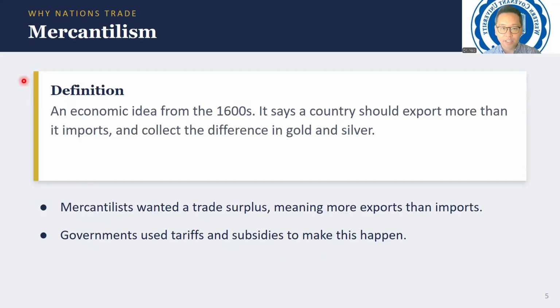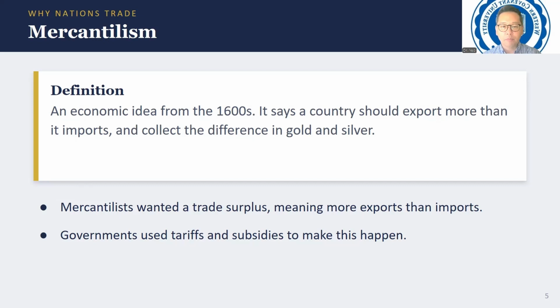Mercantilism was an economic idea that became popular in Europe in the 1600s. The core idea was simple. A country should export as much as possible and import as little as possible. The goal was to build up a trade surplus, which means exporting more than importing. Any surplus would be collected in the form of gold and silver, which mercantilists saw as the true wealth of the nation.